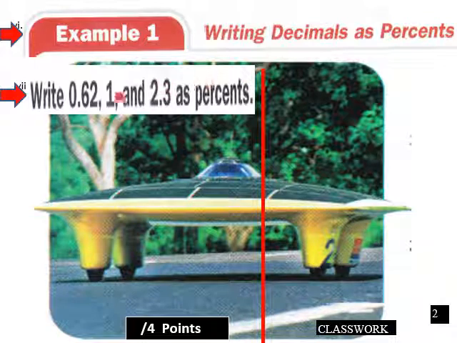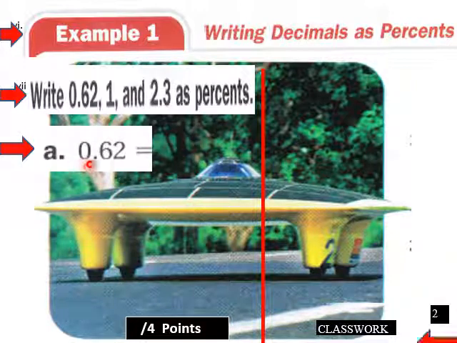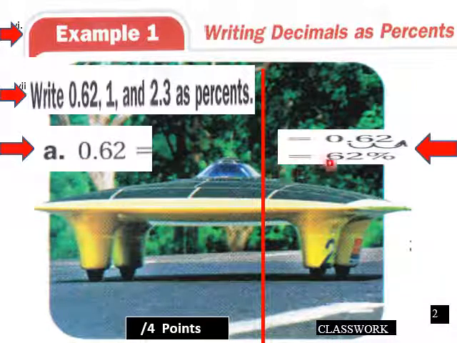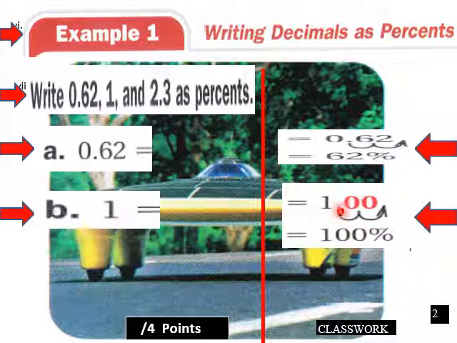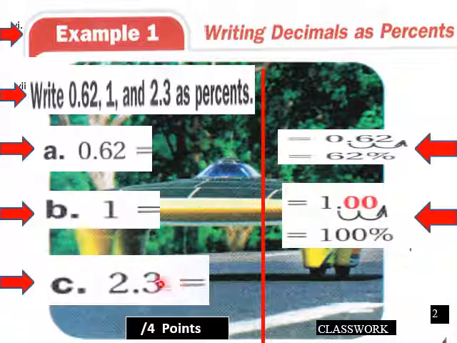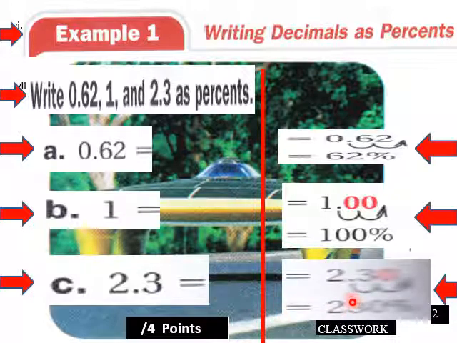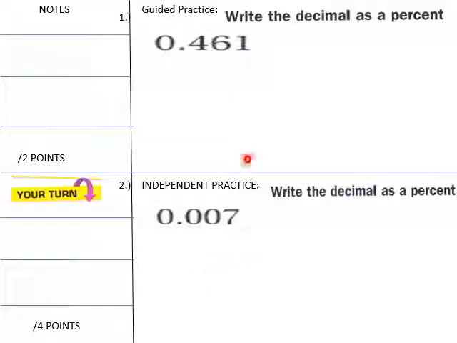Okay, writing decimals as percents: write 0.62, 1, and 2.3 as percents. So A equals 0.62, it would be 62%. Go over to the right twice, and then we put a percent sign in. And then 1, what do we do with that? We move the decimal to the right twice, and then put a percent sign in. And then 2.3, what do we do with that? Move it to the right twice, and then put a percent sign in. It'd be 230%. Go 1, 2, 230% for 2.3.